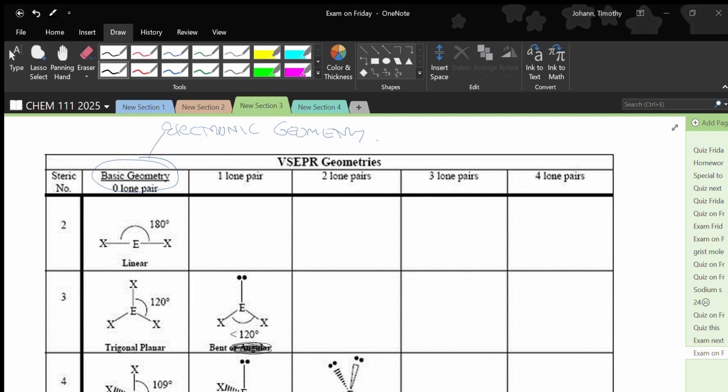Down here, we had our shape where we have 3 things around. If those 3 things are atoms, we call it trigonal planar. And because they're 3 things as far away from each other as possible, the angle between the atoms is going to be 120 degrees. Does that make sense? Up here, 180 degrees. I care about the angles as well.